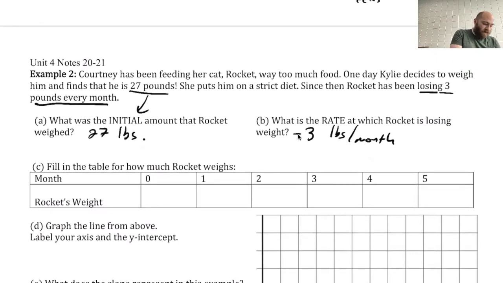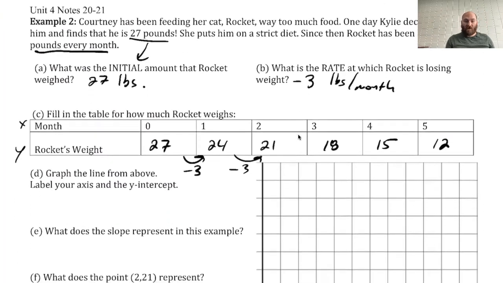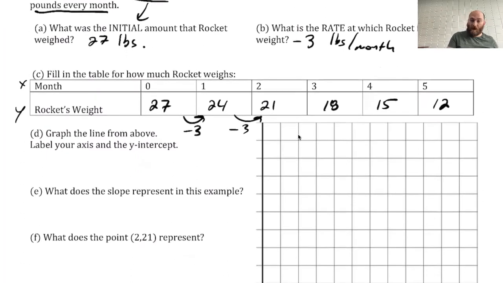Okay, so we got month for X, Rocket's weight for Y. At month 0, at the very beginning, Rocket weighed 27 pounds. 1 month later, that's minus 3. So I could just take 3 away, which gives me 24 pounds. Another month, minus 3 is 21 pounds. I'm just going to continue that pattern, so minus 3 again is 18, 15, and 12. Now graph the line from above, label your axis and the y-intercept.